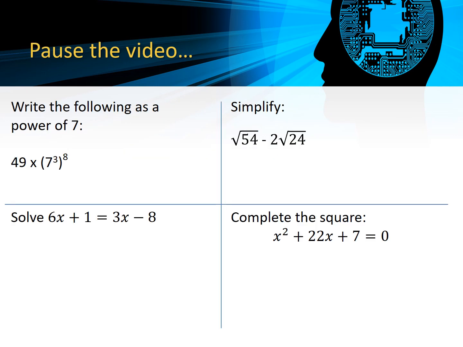So here are our questions for the day. You can see we've got another one of these where we are looking at changing things into particular powers. This time they're all in base 7. We've got some surds, a little bit trickier today, but use the same fundamental knowledge that you were doing before. We've got solving an equation with unknowns on both sides and a completing the square question.